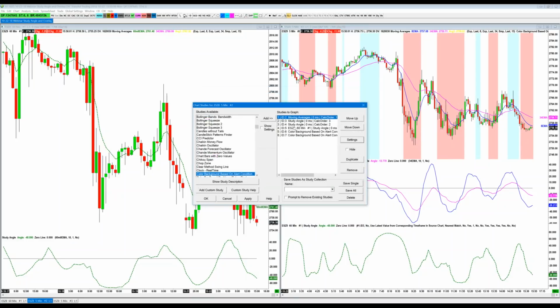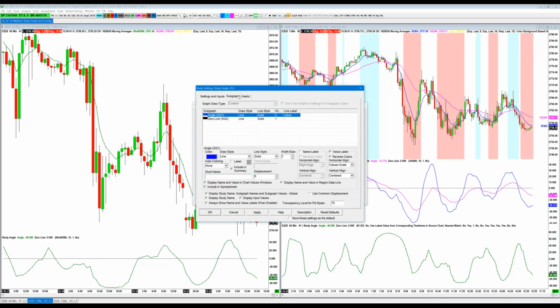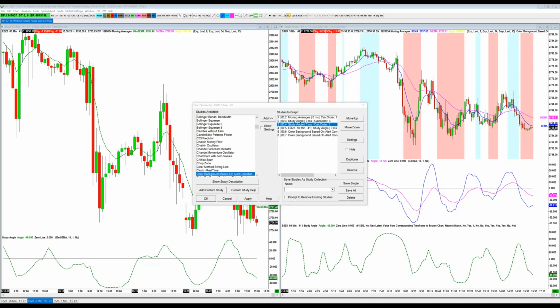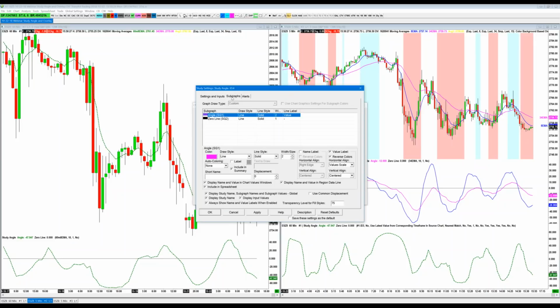If we go to the study angle studies, we'll see the first one here, study angle ID3. So if I go to ID3 and double click and go up here to subgraphs, we can see that the angle of the first moving average, the smaller one, the 8, is going to be ID3 SG1. And then the second one here, study ID number 4, is ID4 SG1. So when you're starting to write these formulas out, you're going to have to know what the ID number is and what the subgraph number is, because that's how you're going to refer to them in the formula.